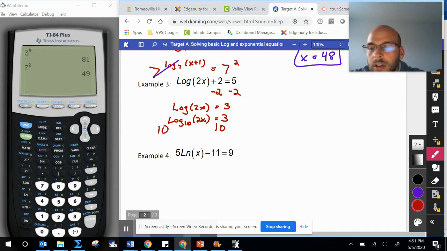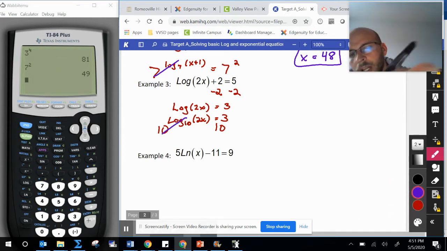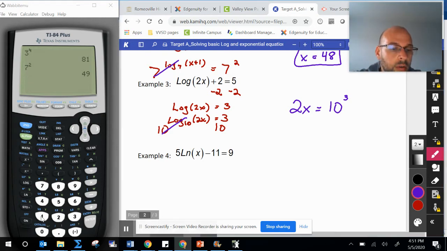Now, if you have 10 to the log base 10, these cancel. And what I'm going to get is 2x is equal to 10 to the power of the right-hand side, which is 3. Okay, so we need to figure out what that number is. I'm pretty sure it's going to be fairly large.